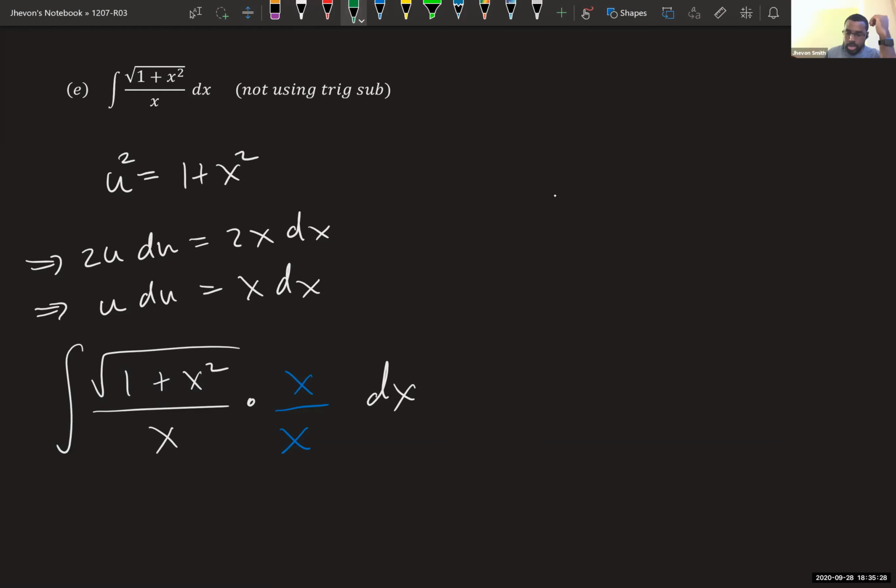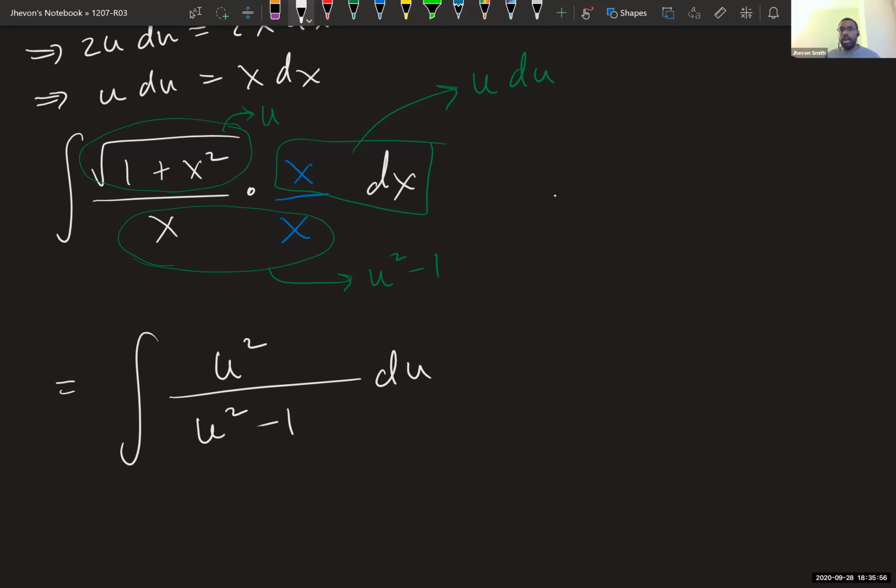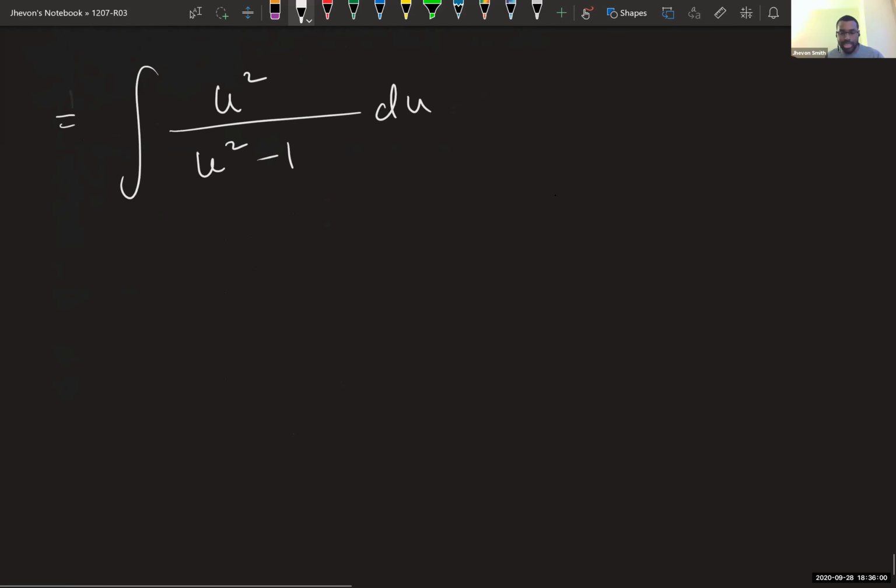So now this part here, the x dx, that is your u du. The x times x, well, that's just x squared. This becomes u squared minus 1. And this part here is just u based on the substitution. Applying all of these, I would end up with the integral of u squared divided by u squared minus 1 du. And that is something that we learned how to break up with partial fractions earlier this lecture.